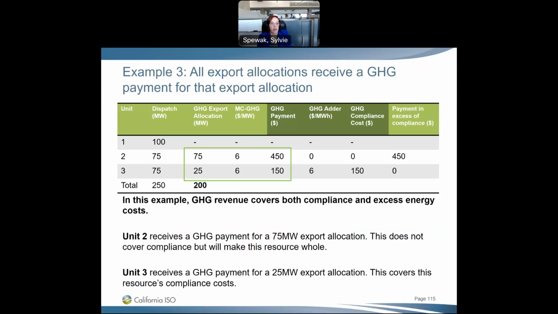Now let's look at Unit 3. We dispatch 75 megawatts of this resource, but only 25 are attributed to the GHG area. So we multiply 25 by 6, and we get a GHG payment of $150. The GHG bid adder on this resource is 6, which means its compliance costs are also $150, and all of the GHG payment for this resource is used to offset those GHG compliance costs.